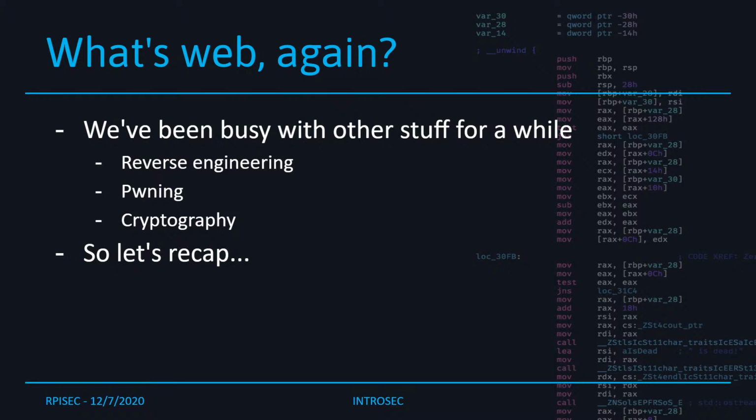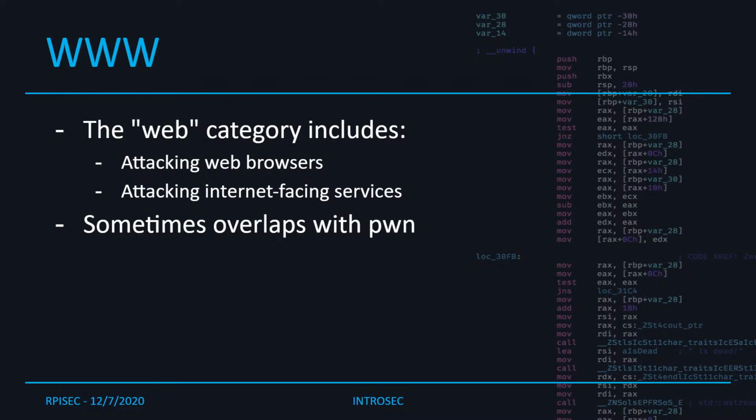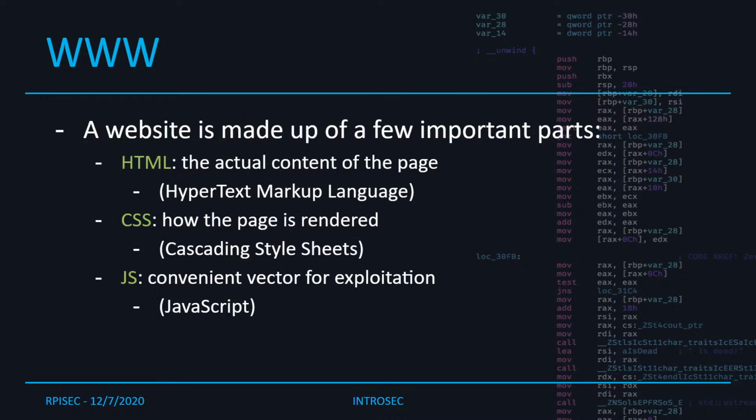So to begin, let's have a quick recap. So web includes both attacking web browsers and attacking internet-facing services. It's got a little overlap with pwn. You could kind of argue it has a little V in there too, but it is its own distinct category. And this comes up quite a bit in CTFs. You'll have both client and server-side attacks quite frequently.